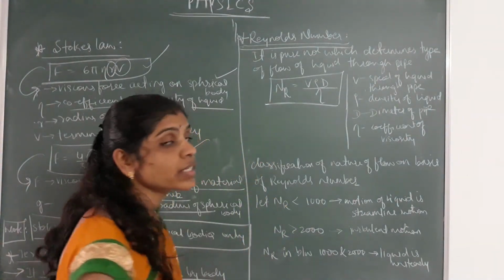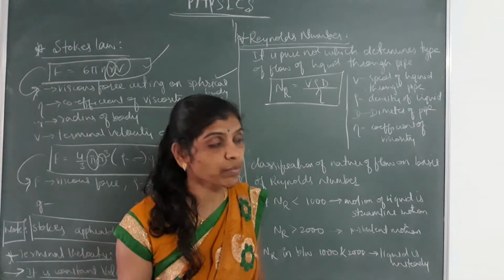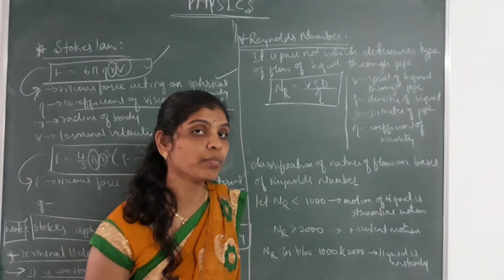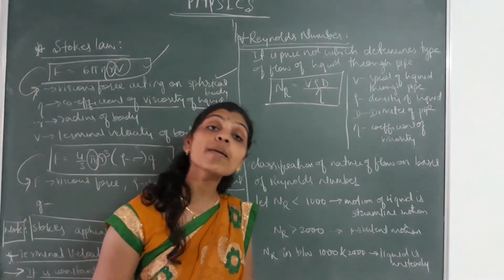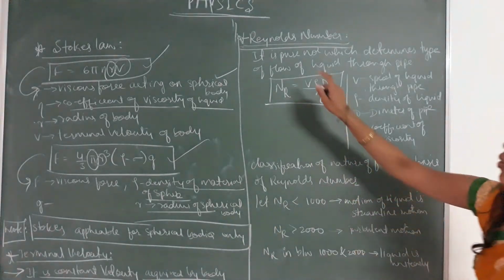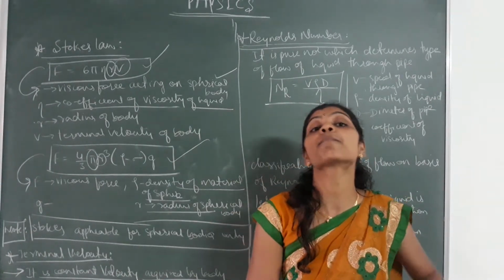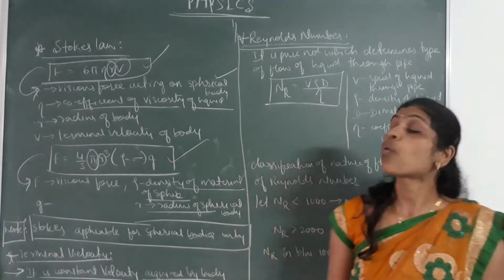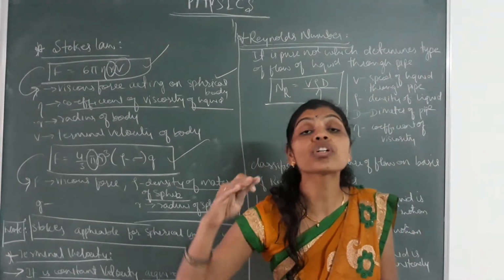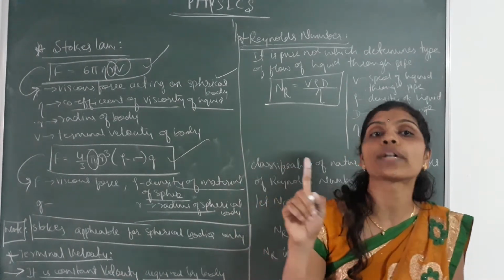Next we shall see what is the meaning of Reynolds number, how we represent it mathematically, what is the meaning of the terms involved in the formula and for what purpose it is used. Reynolds number is a pure number. Why we use the Reynolds number is to classify the nature of the flow of liquid, so the Reynolds number concept plays an important role.